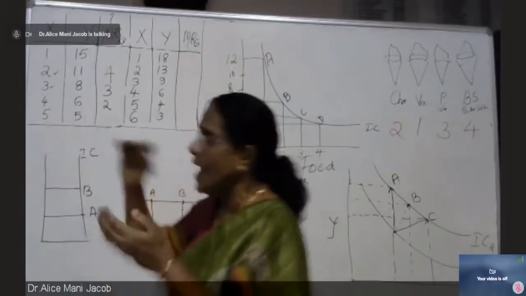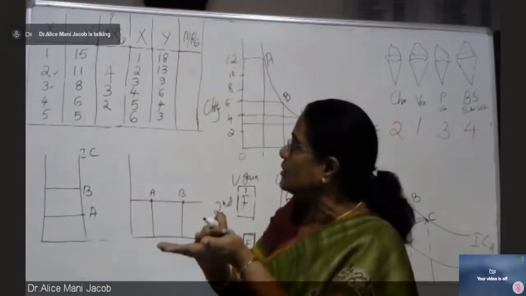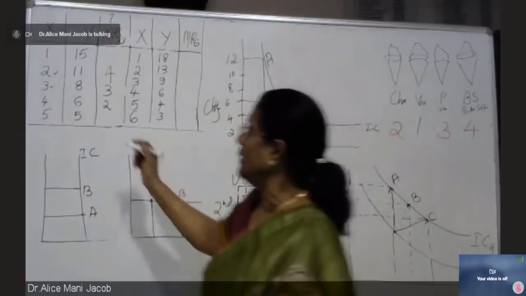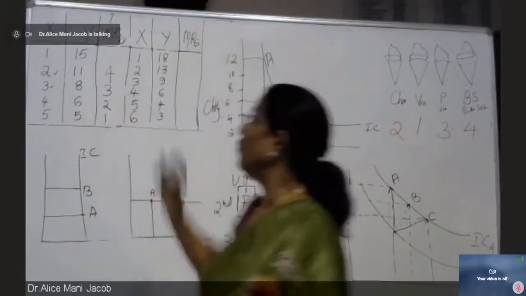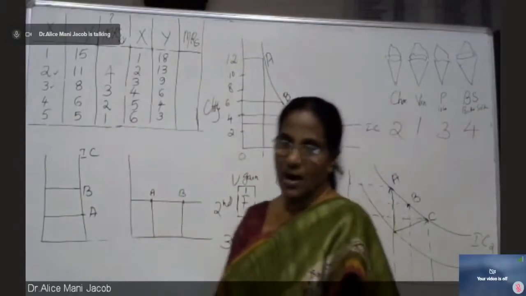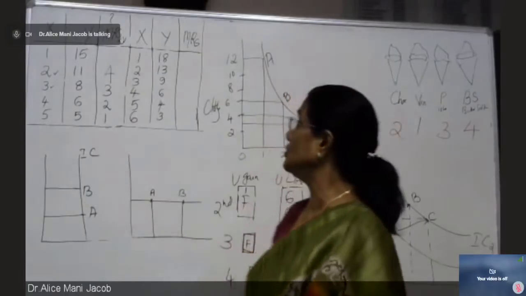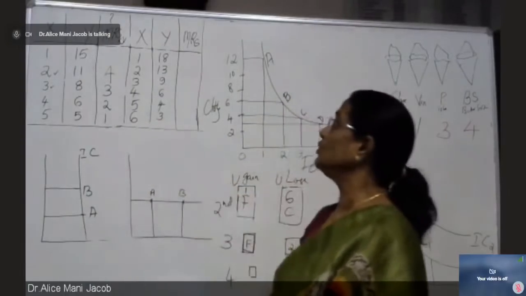You have less and less added by each additional unit, so you give up less and less. Here you give up only 1. So this is the marginal rate of substitution. Now this is work for you. Please do it very fast.